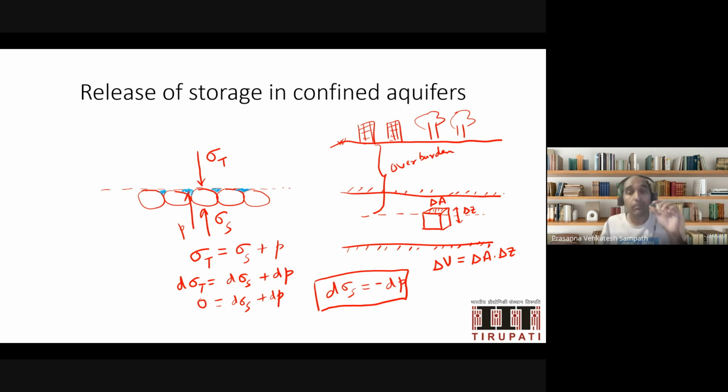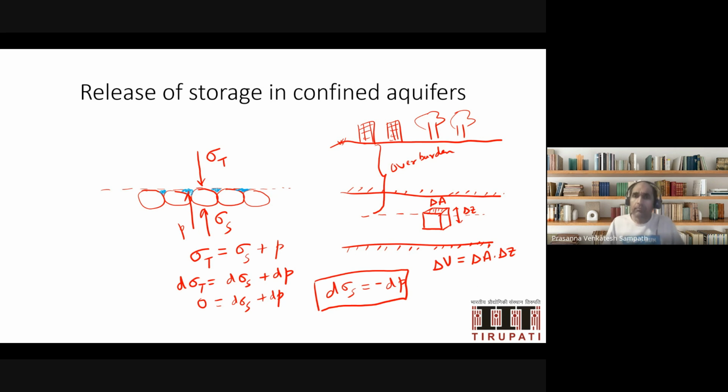So the impact of removing a little bit of water is a reduction in the pressure in that confined aquifer and an increase in the intergranular stress between the soil particles. Okay, so now this is very important. So please keep this in mind.